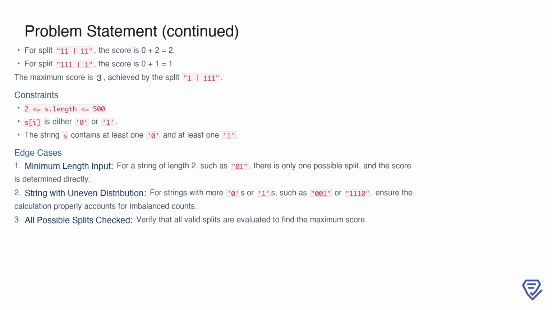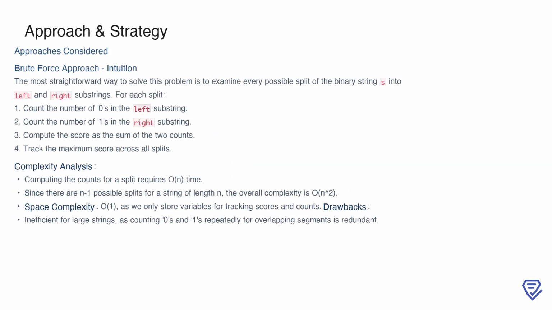Finally, we must keep in mind several constraints and edge cases. The string length ranges from 2 to 500, and each character is either 0 or 1. Importantly, the string must have at least one 0 and one 1. For edge cases, we need to handle the smallest string lengths, such as 01, which has only one valid split, as well as strings with uneven distributions of zeros and ones, ensuring all splits are considered to determine the maximum score.